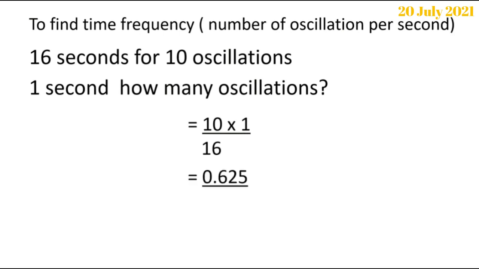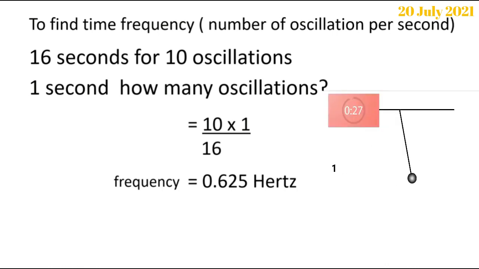And that amounts to 0.625 vibrations per second. In 1 second, how many vibrations? 0.625. Or how can we present it? Frequency is 0.625 Hertz. Okay, this is how we have found time period and frequency of that virtual pendulum.